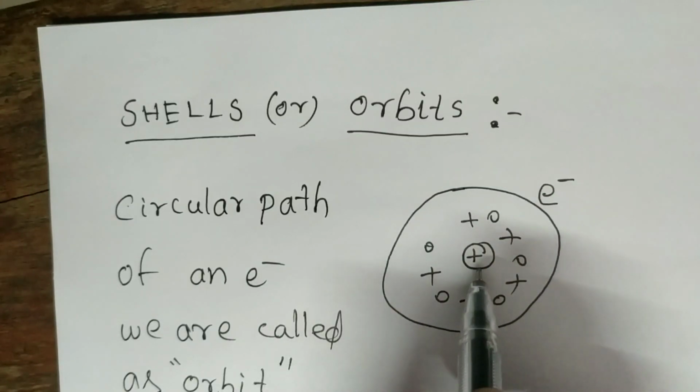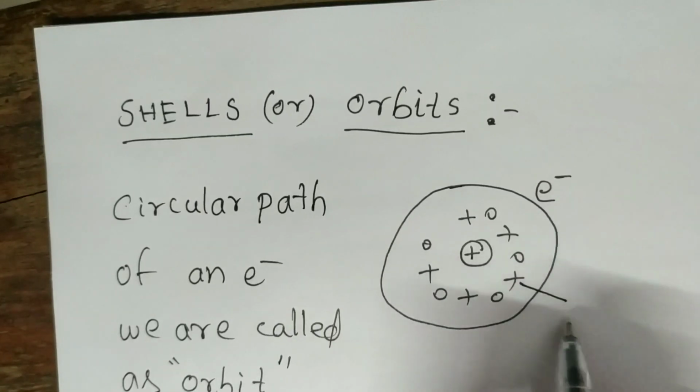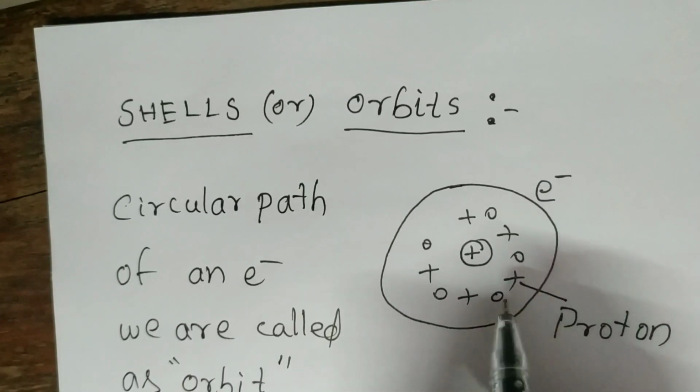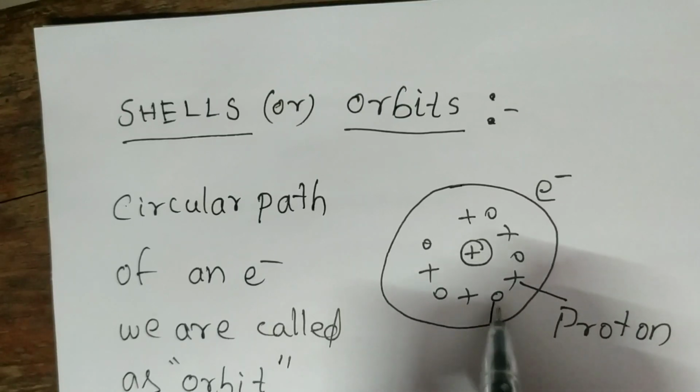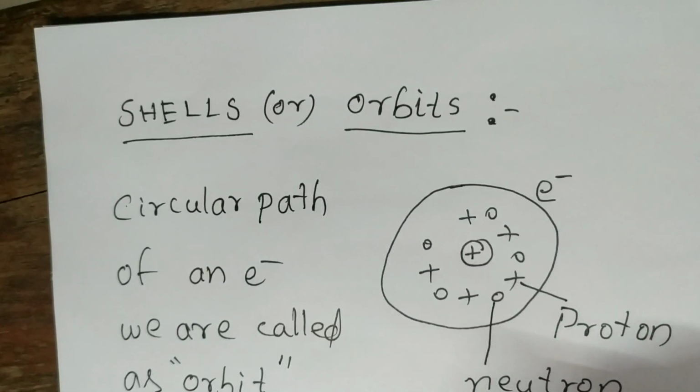And we already know the nucleus has a positive charge, and here the plus indicates a fundamental particle, that is the proton, which is a positively charged particle present inside the nucleus. And here 0 is there, no? This 0 we are calling a neutron. This is a fundamental particle without charge, that we are calling a neutron.